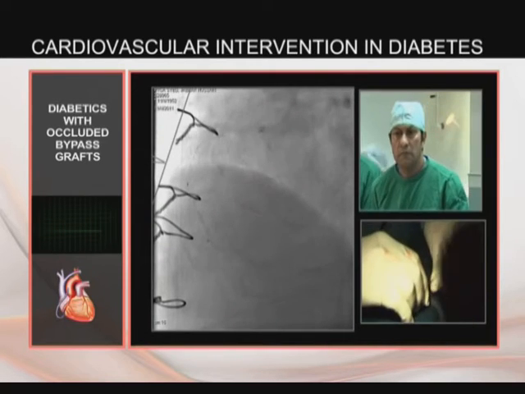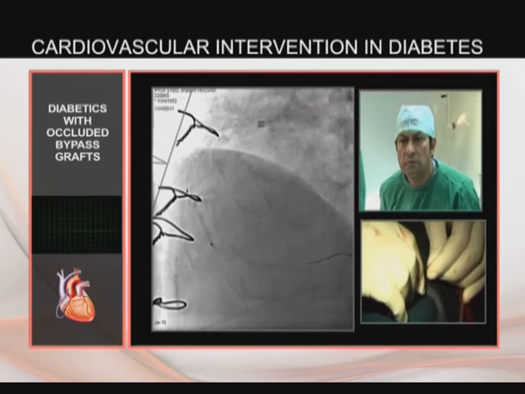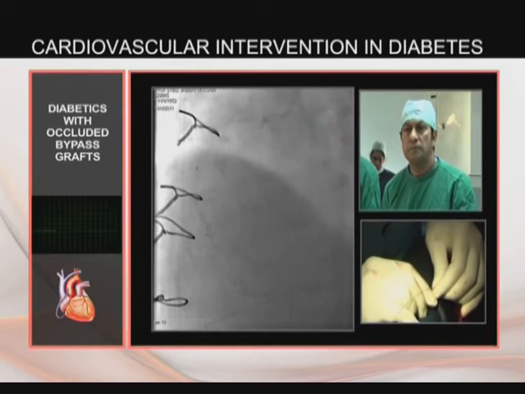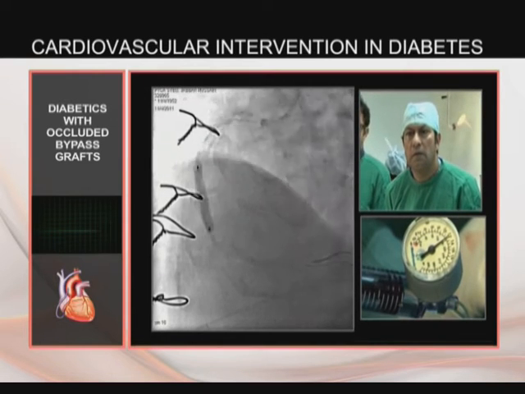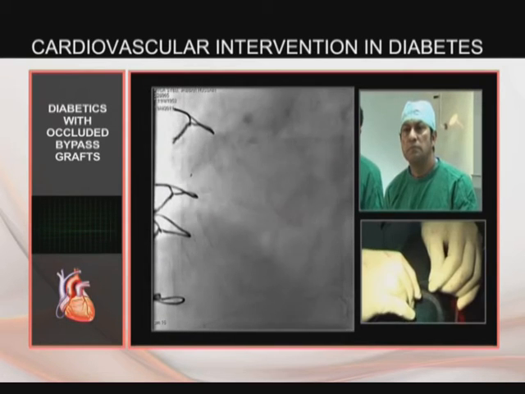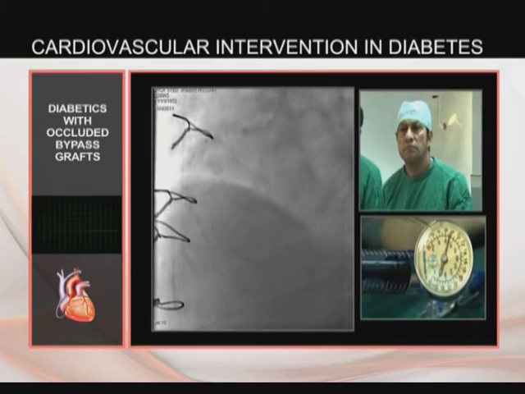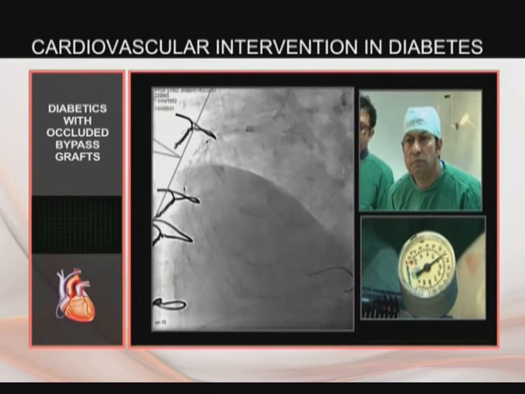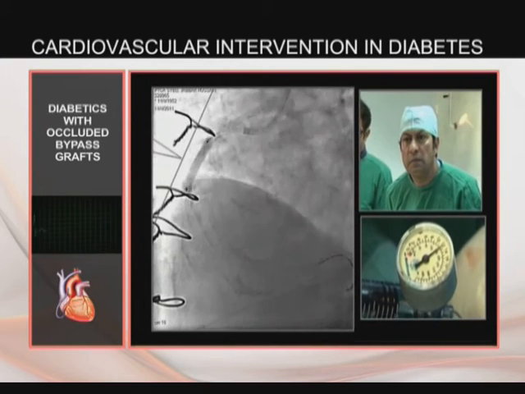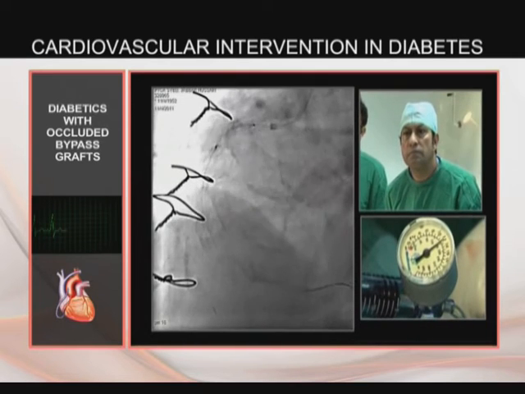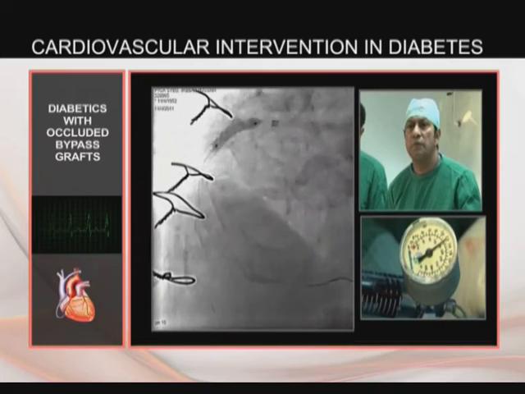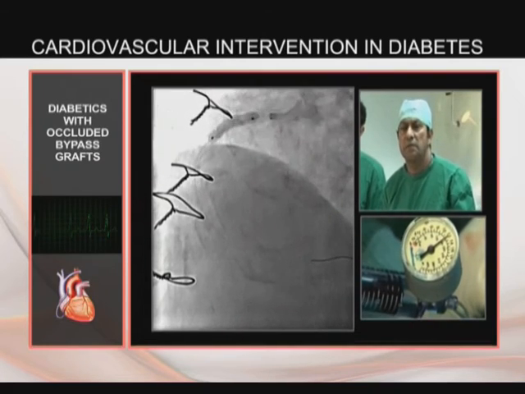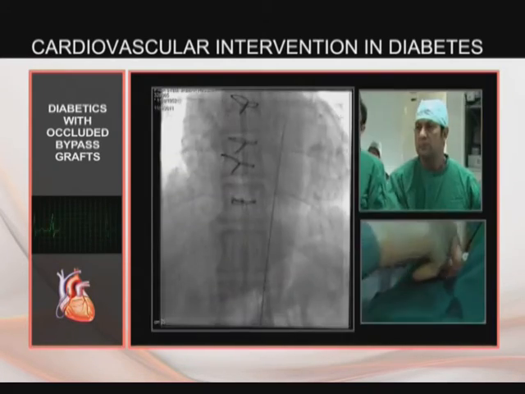High pressure balloon was used. A 4 by 20 Sprinter non-compliant high pressure balloon is being used to post dilate both the stents, specifically at the junction between the two stents. So here you can see the junction being dilated at 14 to 16 atmospheres, and this is the proximal segment which is being dilated almost at 18 atmospheres, and this is the final excellent result of the artery.